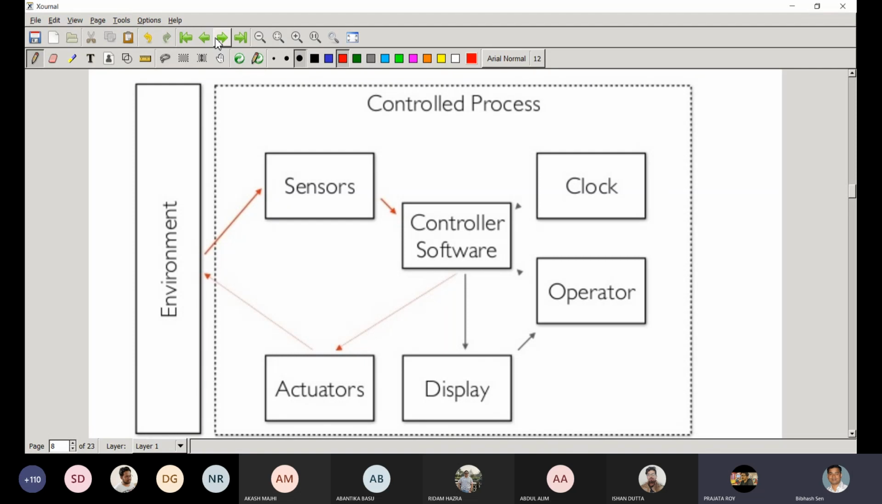Question, sir. Yes. Which component is the converter, sir? Is it the actuator or the... No.